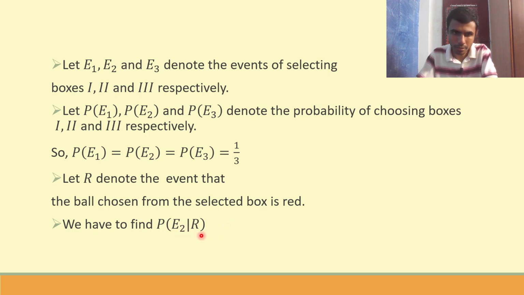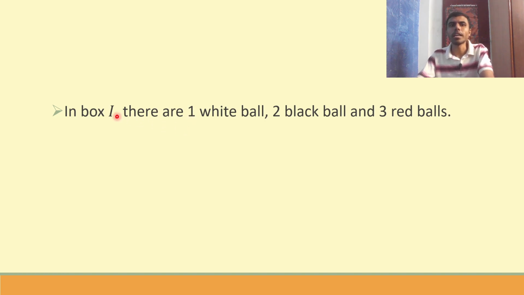Now to apply Bayes theorem, I actually need R by E1, R by E2 and R by E3. I mean, probability of R given E1, R given E2, R given E3. Now see, in box 1 there are one white ball, two black balls and three red balls. Okay, this is what I have. I might have made some grammatical mistake. Please forgive me if there is any.